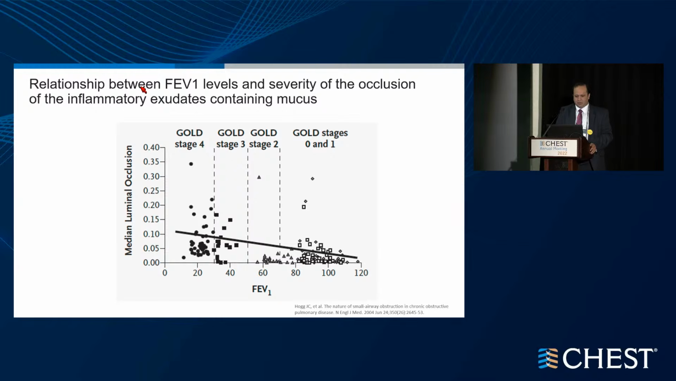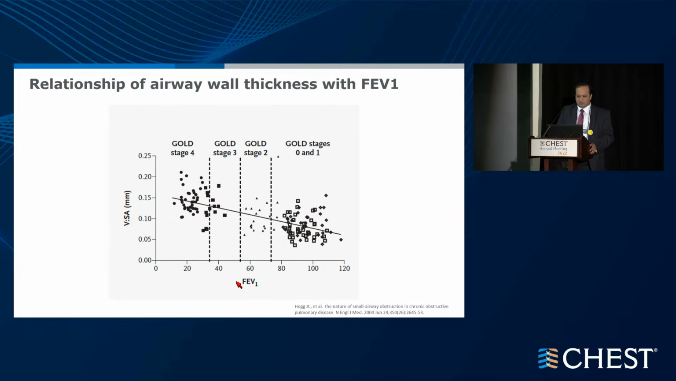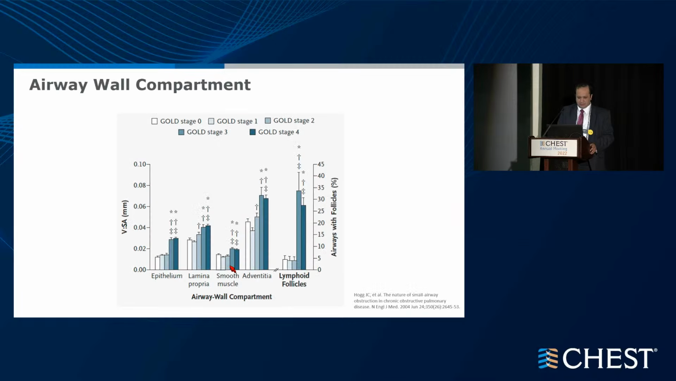This graph is looking at the FEV1 level and the severity of occlusion by inflammatory exudates. As you can see, as a patient goes higher and higher on the GOLD stage of COPD, these patients develop more and more occlusion, as manifested by the drop in FEV1. Similarly, airway wall thickness is significantly greater as the FEV1 drops. This graph is looking at airway wall compartments. As you can see, there is more epithelium, increased smooth muscle, and increased formation of lymphoid tissue as the patient progresses through the GOLD stages.